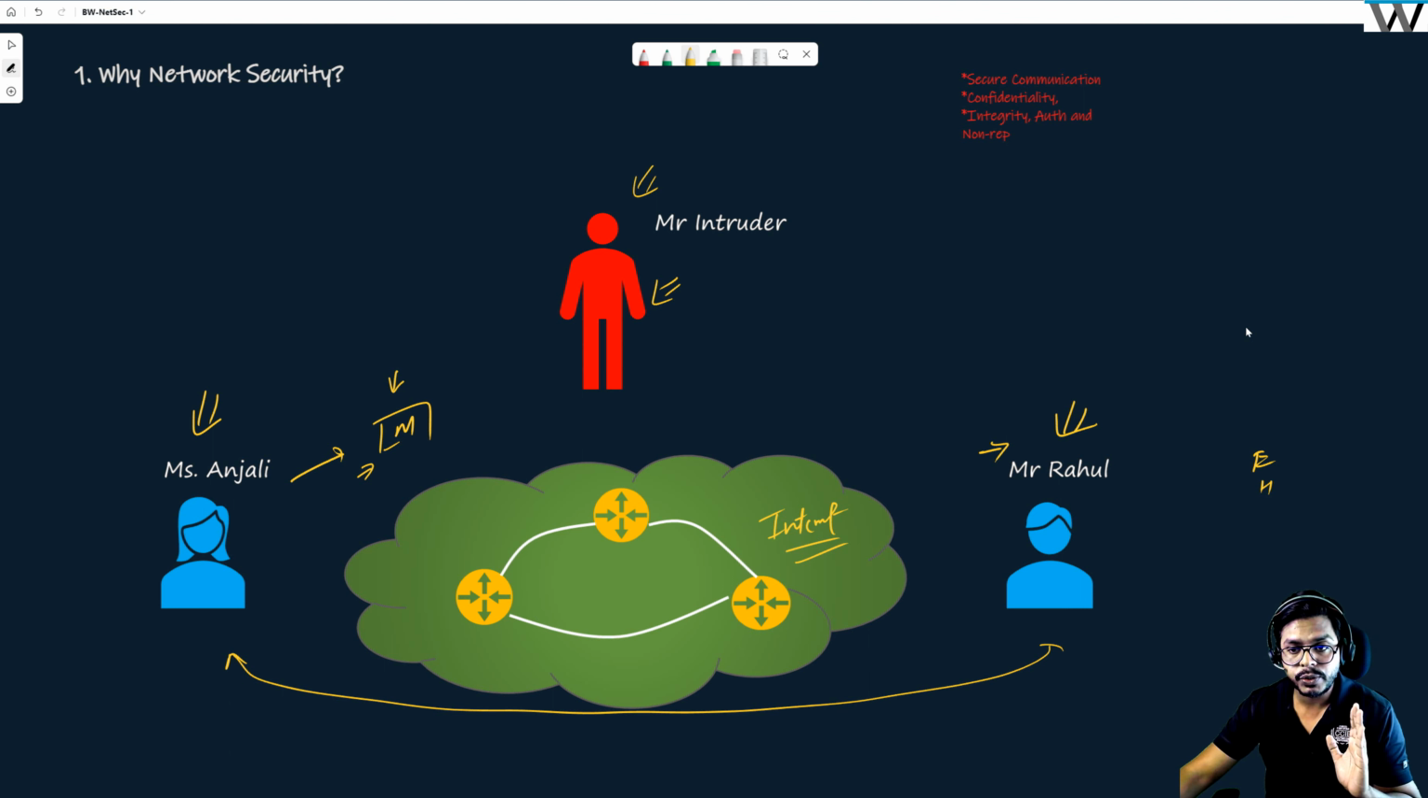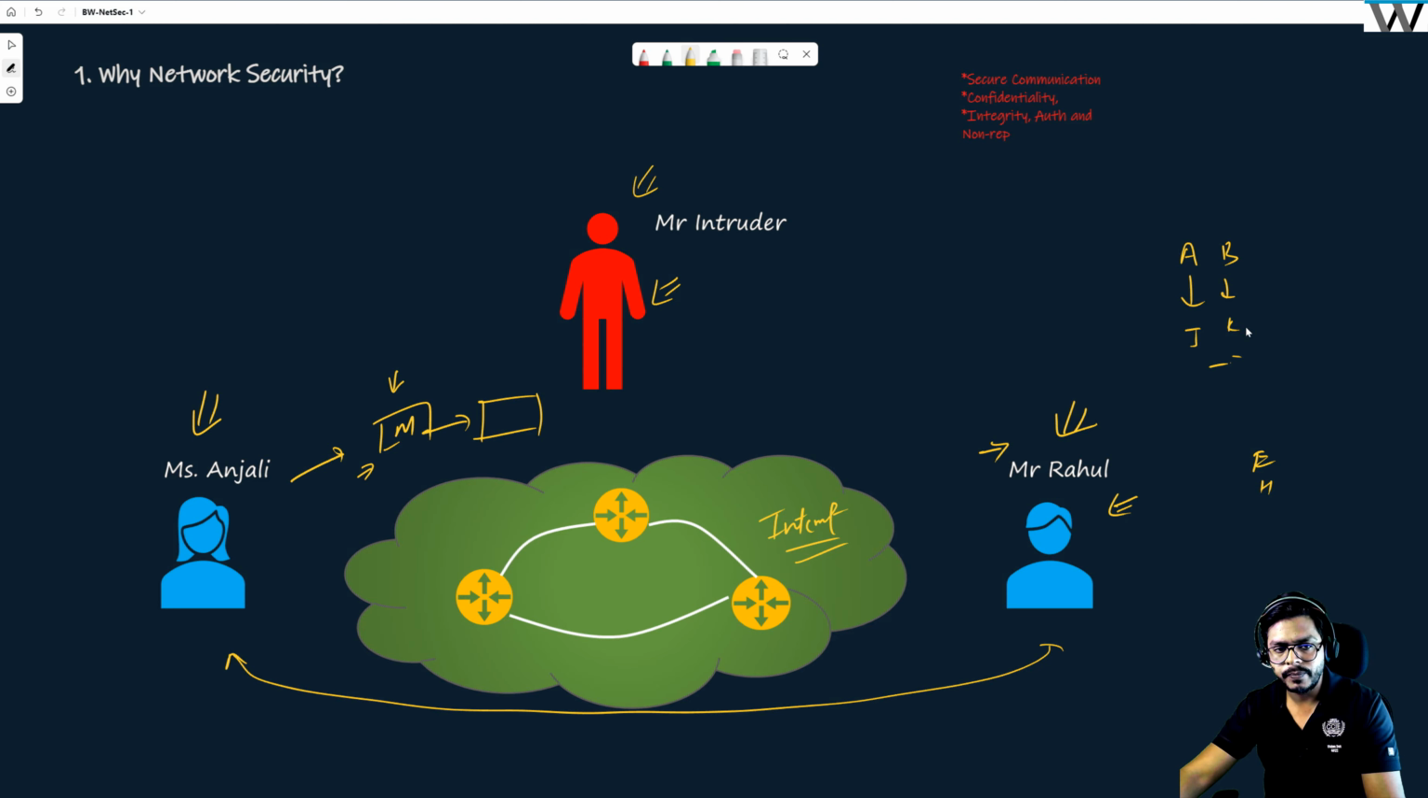But she told everything in advance to Mr. Rahul: what are the rules for this scrambling? For example, maybe she is planning to write A with Z, J, B with K, and so on, right? So the rules are only known to Miss Anjali and Mr. Rahul, so that whenever this message is going, it is not in plain English or plain Hindi. This message is cryptic now. And if this message is cryptic or scrambled, Mr. Intruder can get the message but cannot get any information out of it. And if he cannot get any information out of it, this message is just waste for him, right?